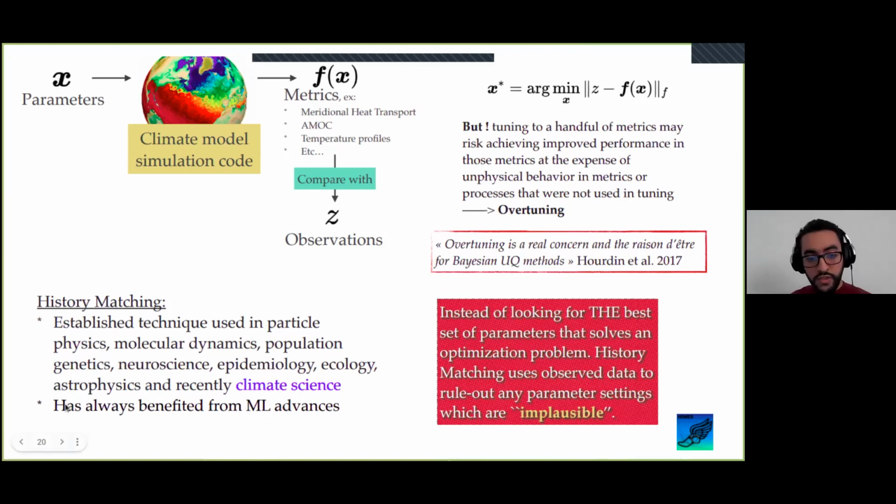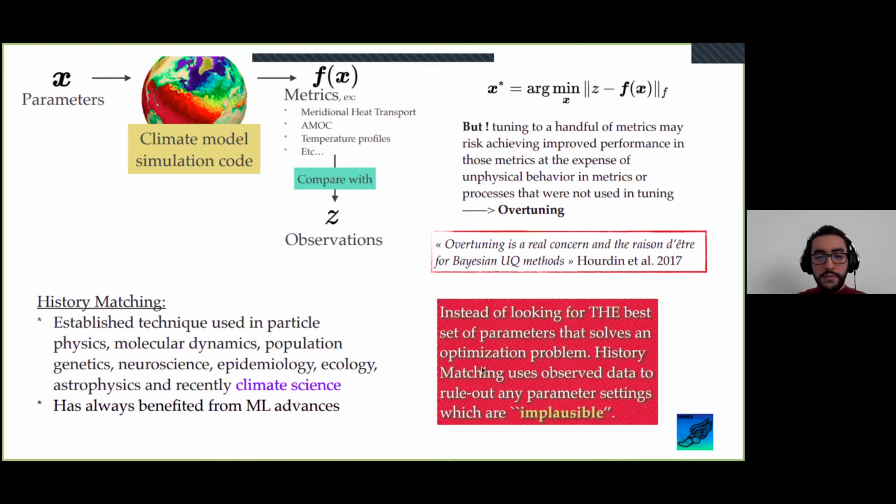One of the advantages of history matching is that it always has benefited from ML advances. Whenever there are new breakthroughs and advances in machine learning, of course, history matching will benefit from it, and you will see this also in the next slides.